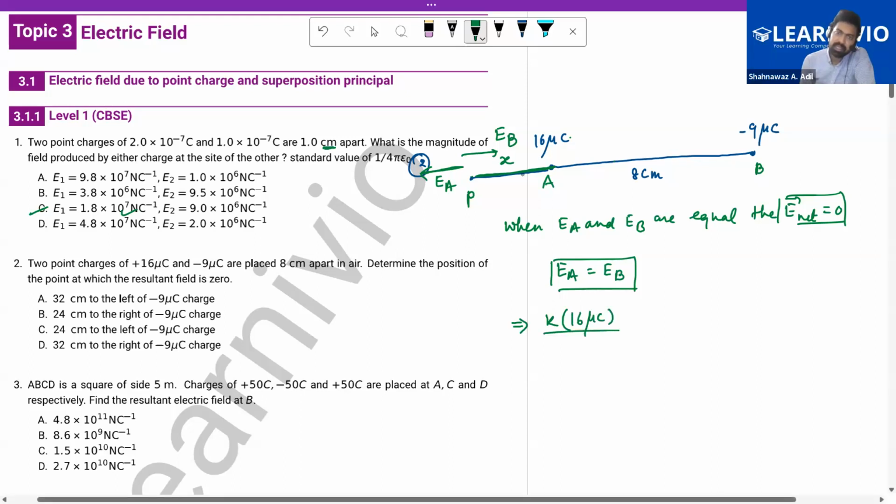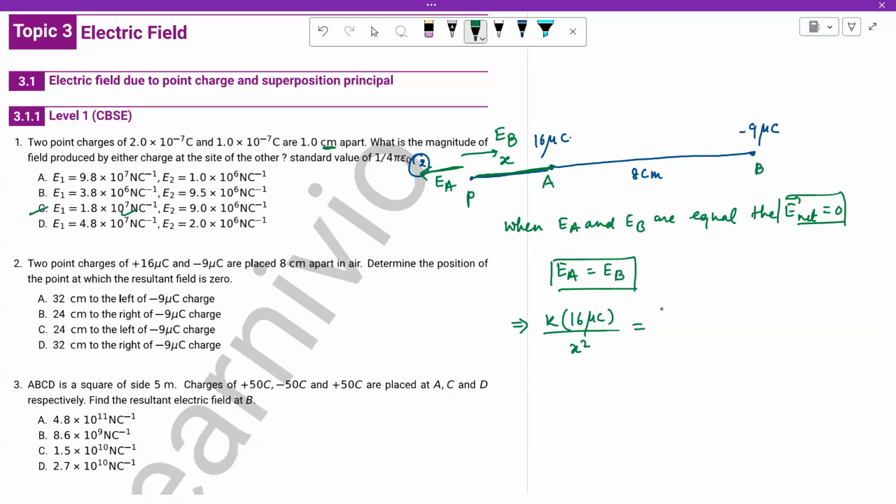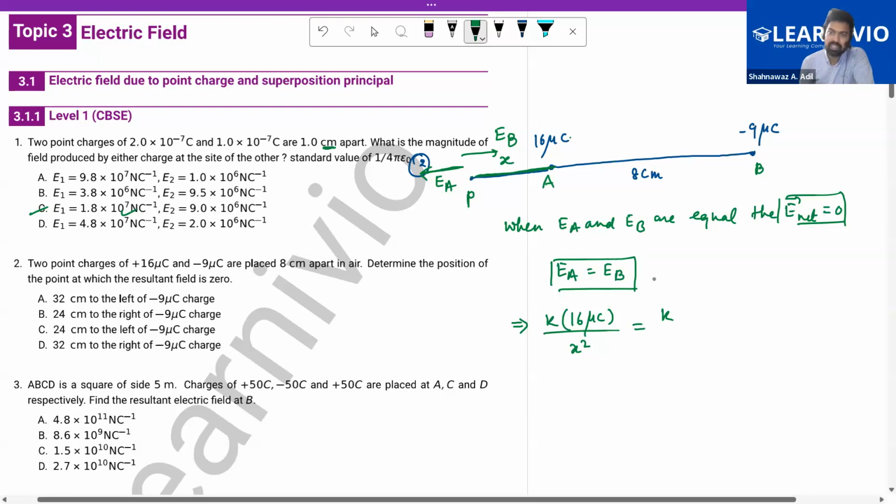microcoulomb, and then x square, right? So good. And what would be this thing? E_B will be k into minus 9 microcoulomb. See, when we have taken the direction, we have already incorporated this negative sign on the 9, so then we are overdoing it. So then we just write this, right?